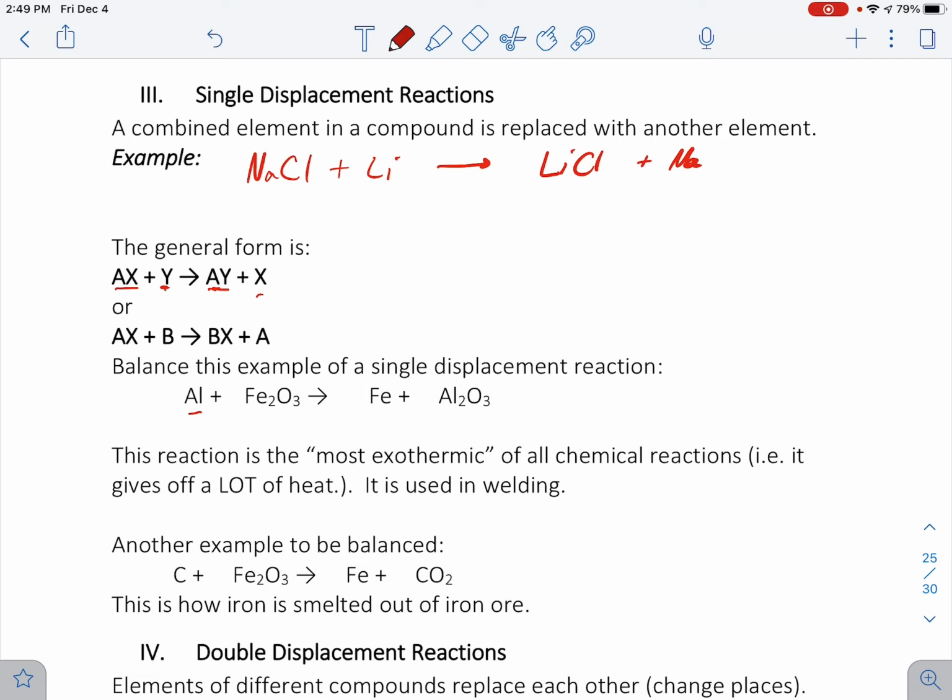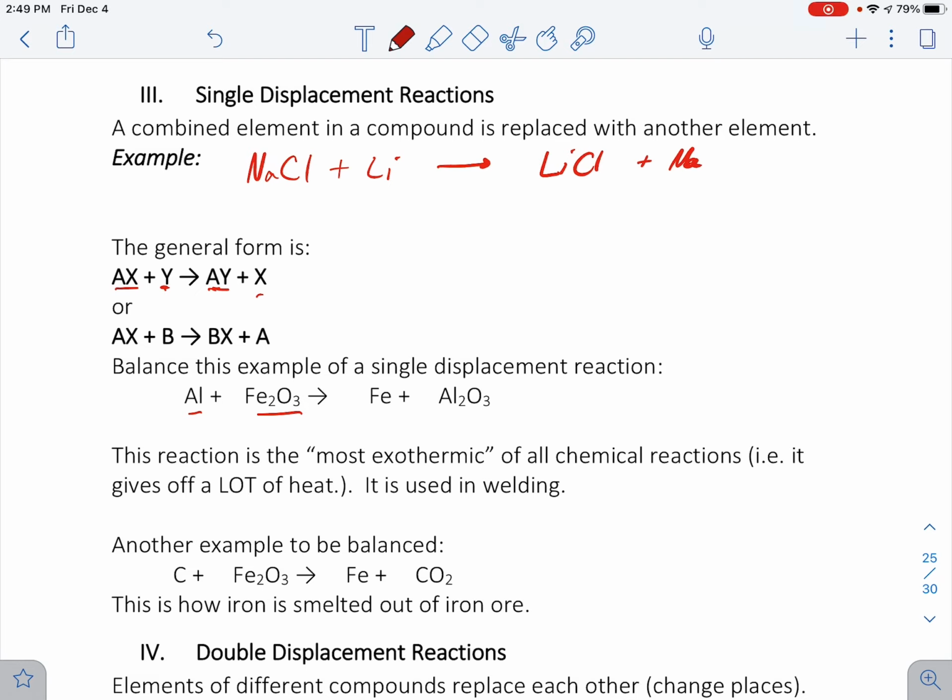So here we have some aluminum reacting with iron oxide. This is a very exothermic reaction. It's very crazy. I'm drawing a blank right now, but this reaction is incredibly exothermic. Anyways, let's just balance it.